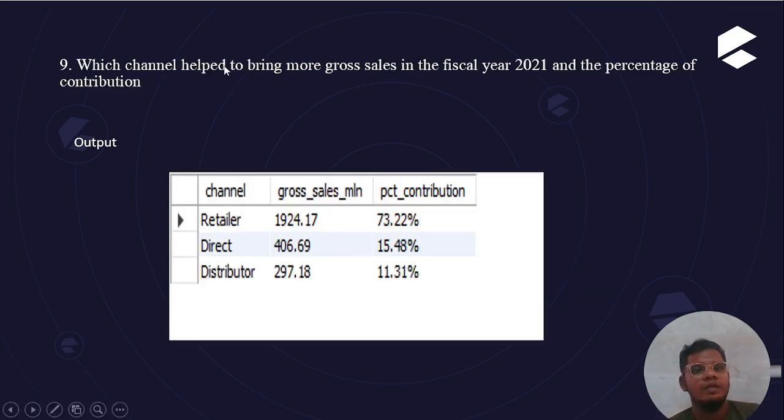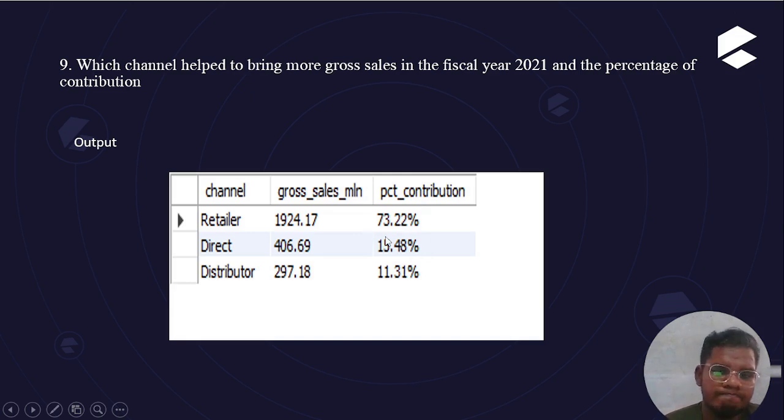Which channel helped bring more gross sales in fiscal year 2021, and what is the percentage of contribution? Which one? It's the retailer. Direct is 15% only. Distributor is also low. Why is retail very high and why are direct and distributor very low? It was 73, it's 15. There is a lot of difference between them.